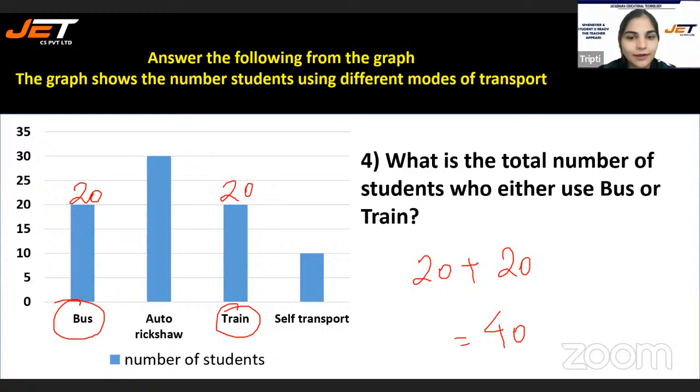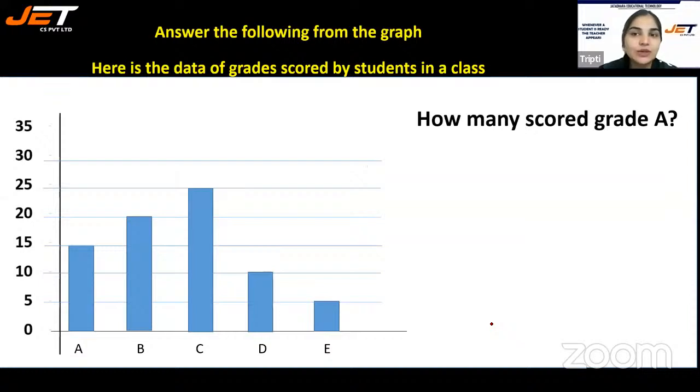Okay, let's go on to the next question. How many scored grade A? Here is the data of grades scored by students in a class. Some of the students scored grade A, some scored B, some C, then D and E. This is the data of the grades scored by different numbers of students. How many scored grade A?